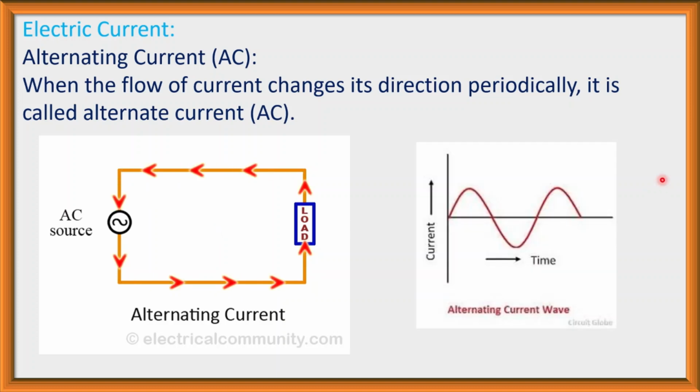And this is the graph of alternating current. Here the current is positive and after a certain time it will be negative, and again it will be positive. That means it will change its direction. So when the flow of current changes its direction periodically, it is called alternating current or AC.